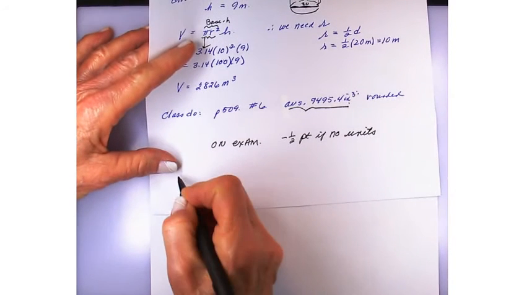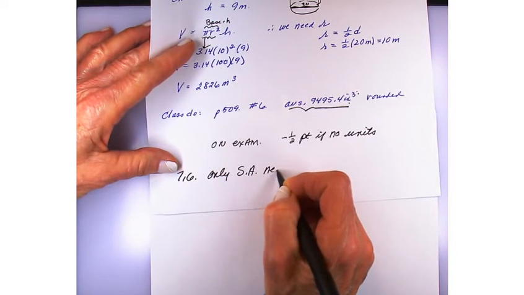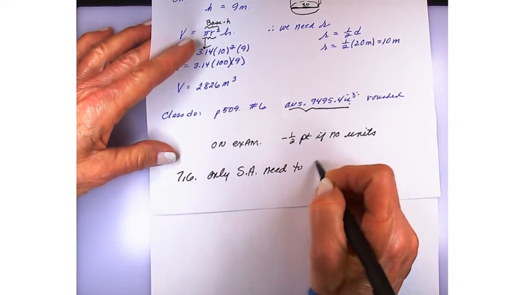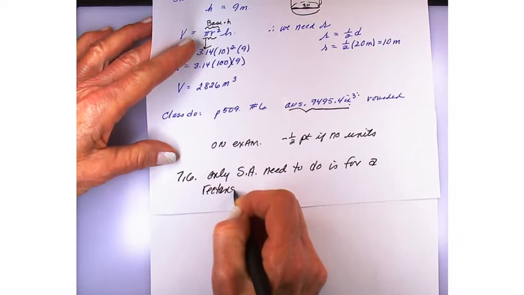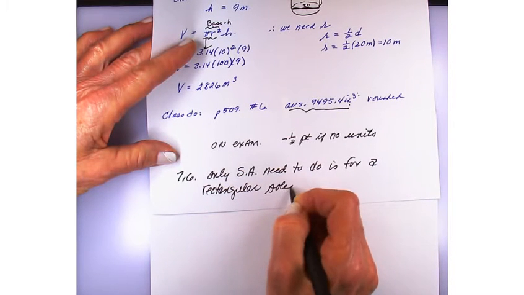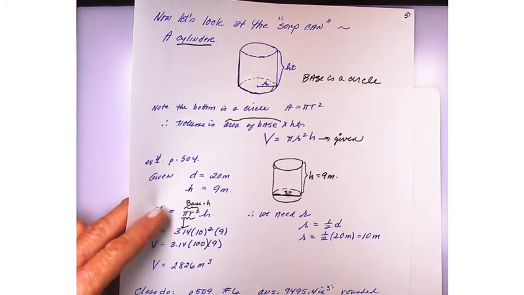We are moving along here, and now we are on 7.7. Oh, also in 7.6, the only surface area you need to do is for a rectangular solid. So my shoebox, I'm not going to hold you to doing the surface area of the cylinder.